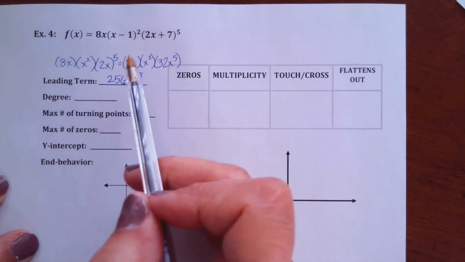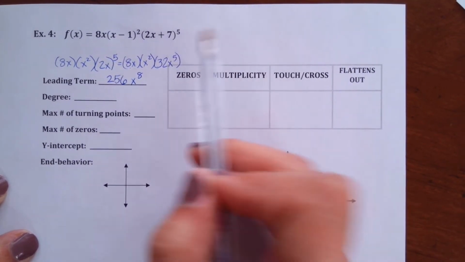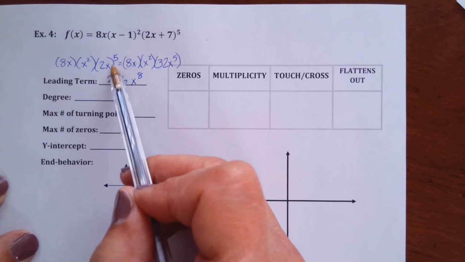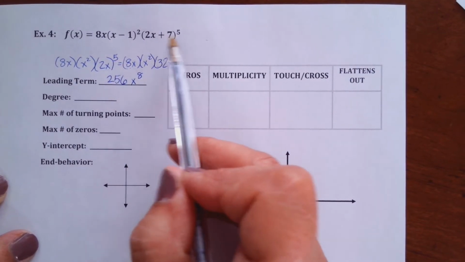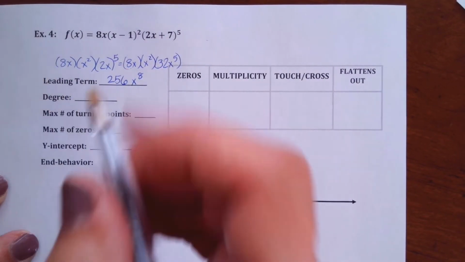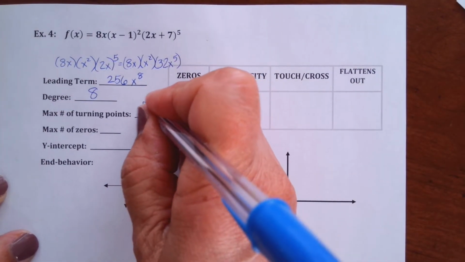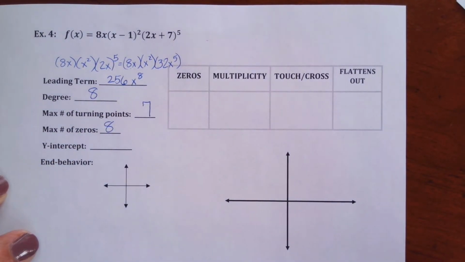Okay, so please be careful with that. Remember, this is 2x plus 7 times 2x plus 7, 5 times. So you're multiplying 2x plus 7 by itself 5 times, not just this and then putting a 5 at the end. Be careful with that. All right, so the degree of this problem is 8. The maximum number of turning points would be 1 less, and we could get up to 8 zeros.